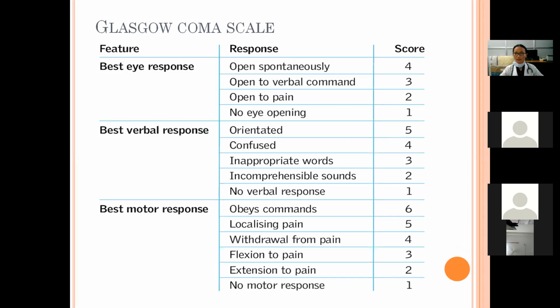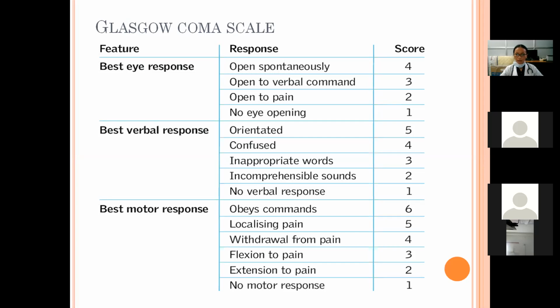And the best motor response: first, a normal child will obey your command. You tell the child to do something and he's doing it, that is a normal child, that is given a score of 6. If the child is not obeying your command, but is able to localize a stimulus of pain, it is given a score of 5. If the child is not localizing the pain, like you give a stimulus in the hand and ask the child where it is paining, he's not responding, but then he's trying to withdraw from that site of pain, it is given a score of 4.